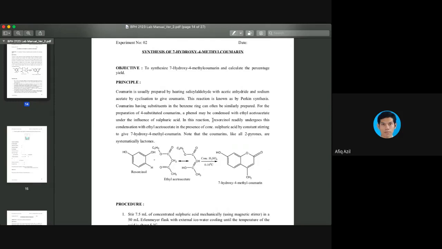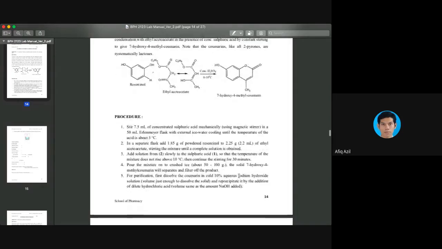In this particular reaction, the resorcinol readily undergoes condensation with ethyl acetoacetate in the presence of concentrated sulfuric acid, and the reaction also must be continuously stirred to form the said product. Note that all coumarins, like all 2-pyrones, are systemically lactones.